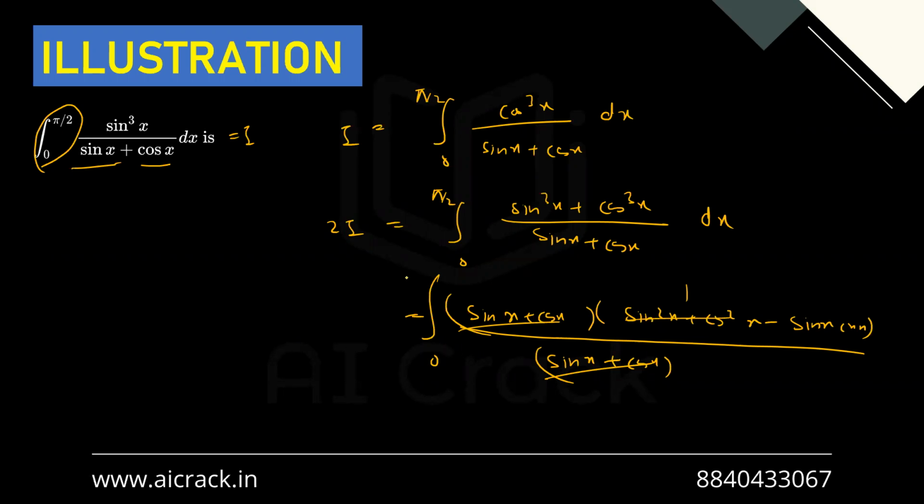This is integral 0 to pi by 2. I'm not solving it completely because the importance is in applying the property and not getting the final answer. The final answer we have gotten in the indefinite integration a lot, right?